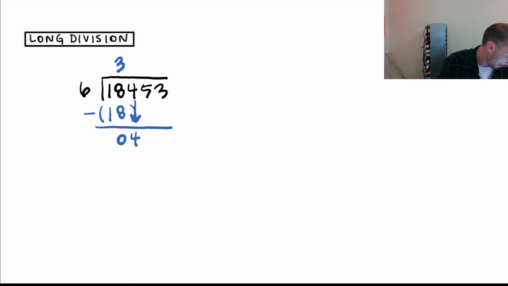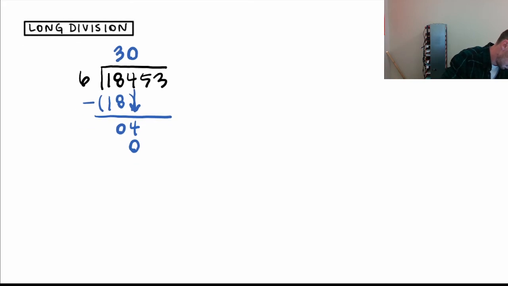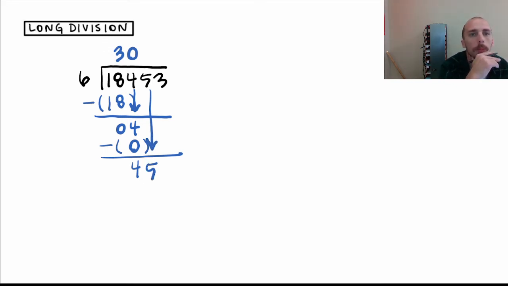Okay, 6 doesn't go into 4 any times, so I put in a 0 here. I multiply 0 times 6 like I did before, and I put the result there. And then I'm going to be subtracting 0 from 4, and I'll just get 4, and then I will drop down the 5. And so I think to myself, what do I multiply 6 by to get to 45? Yeah, I know 6 times 8 is 48, but that's too much. So it's got to be 6 times 7, which is 42. It's a little bit less than 45. That's good. Okay, so 6 times 7 is 42.